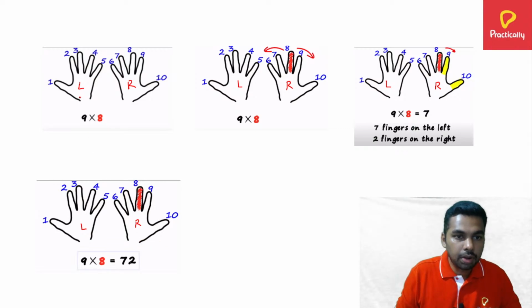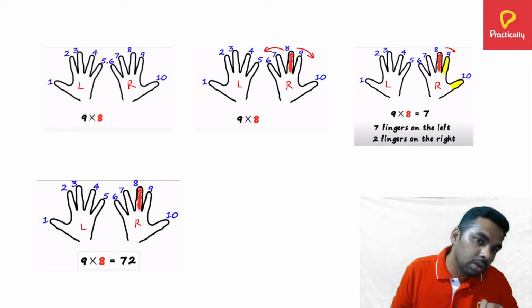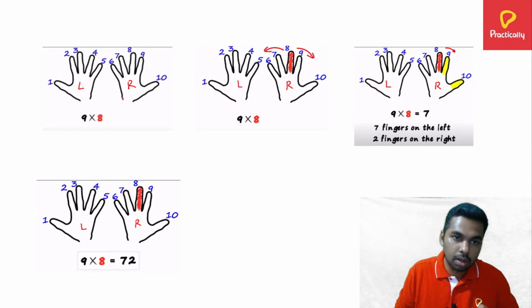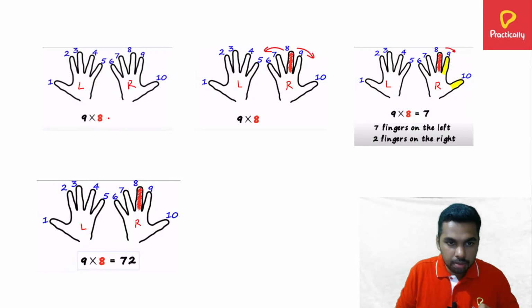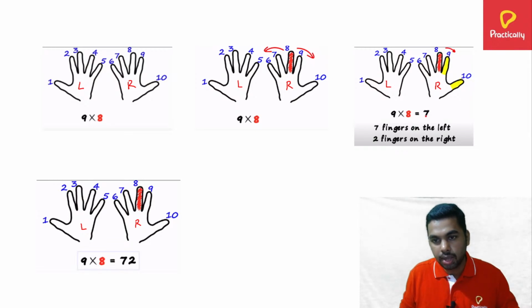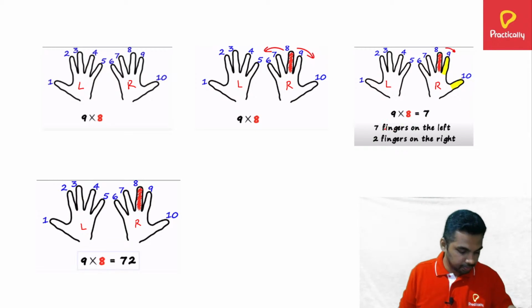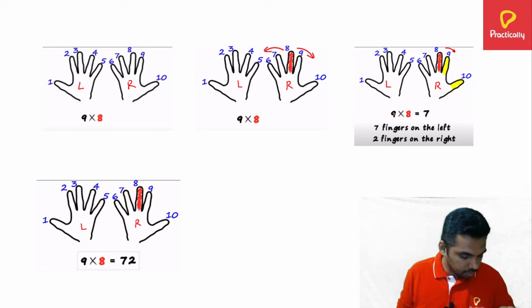On the left hand side you have numbers from 1 to 5. On the right hand side you have numbers from 6 to 10. Okay, so 9 multiplied by 8 is 72, you know. So how do you get 72? You just pick up the eighth finger here, and what you get is how many fingers are towards the right. Towards the right there are 7, towards the left there are 2, so the answer is 72. Good.